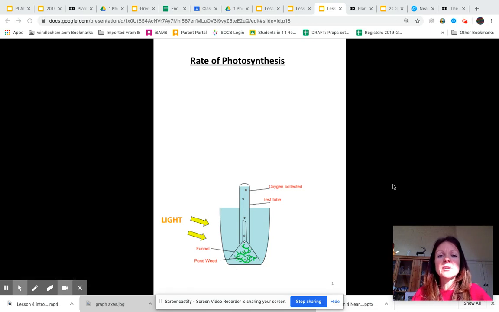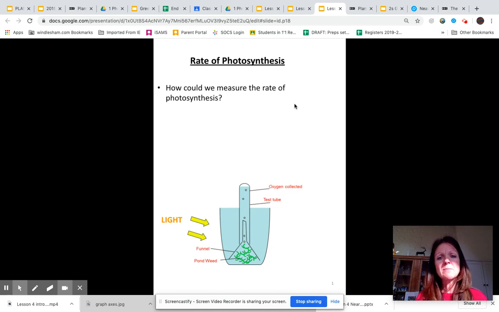Last lesson, we looked at whether photosynthesis was happening or not, and we learnt the test for photosynthesis, how to test a leaf for starch to see if it had been photosynthesizing. Today, we move on to looking at how fast photosynthesis is occurring. This is known as the rate of photosynthesis.